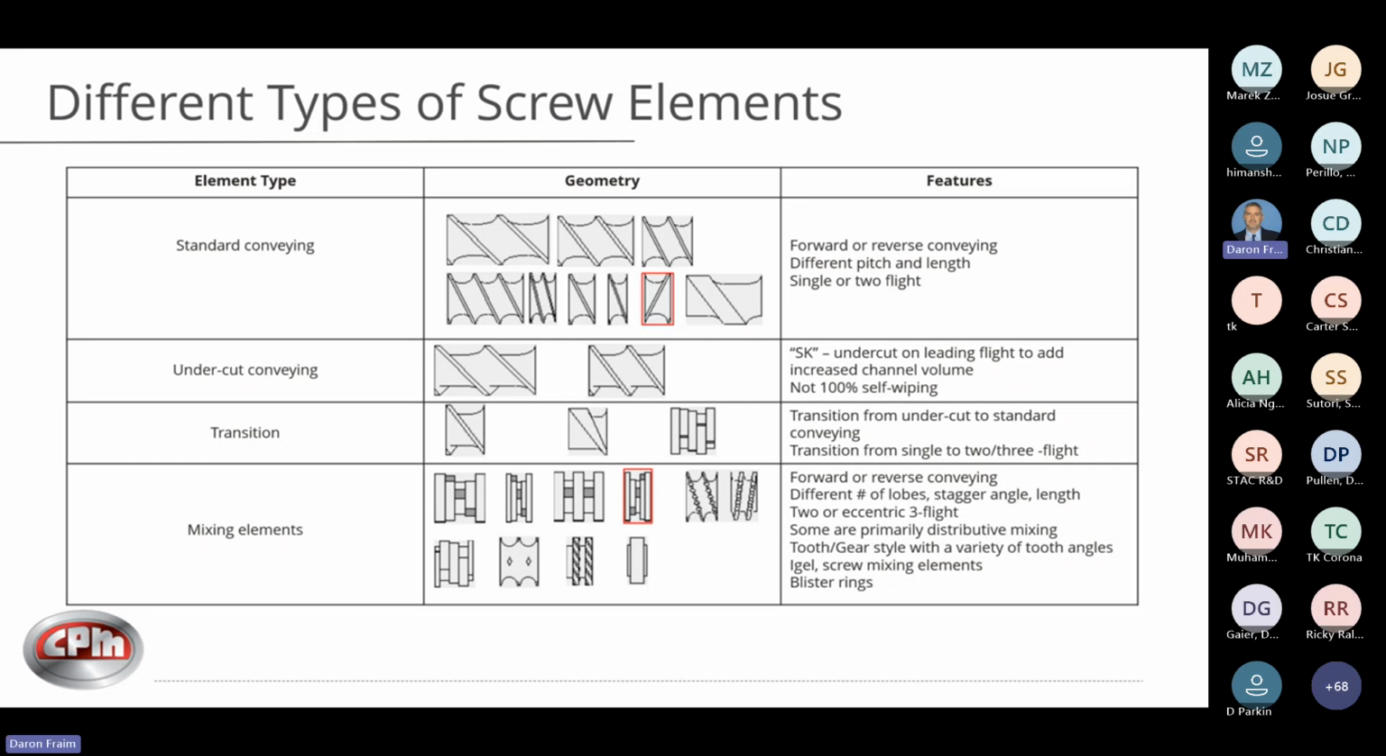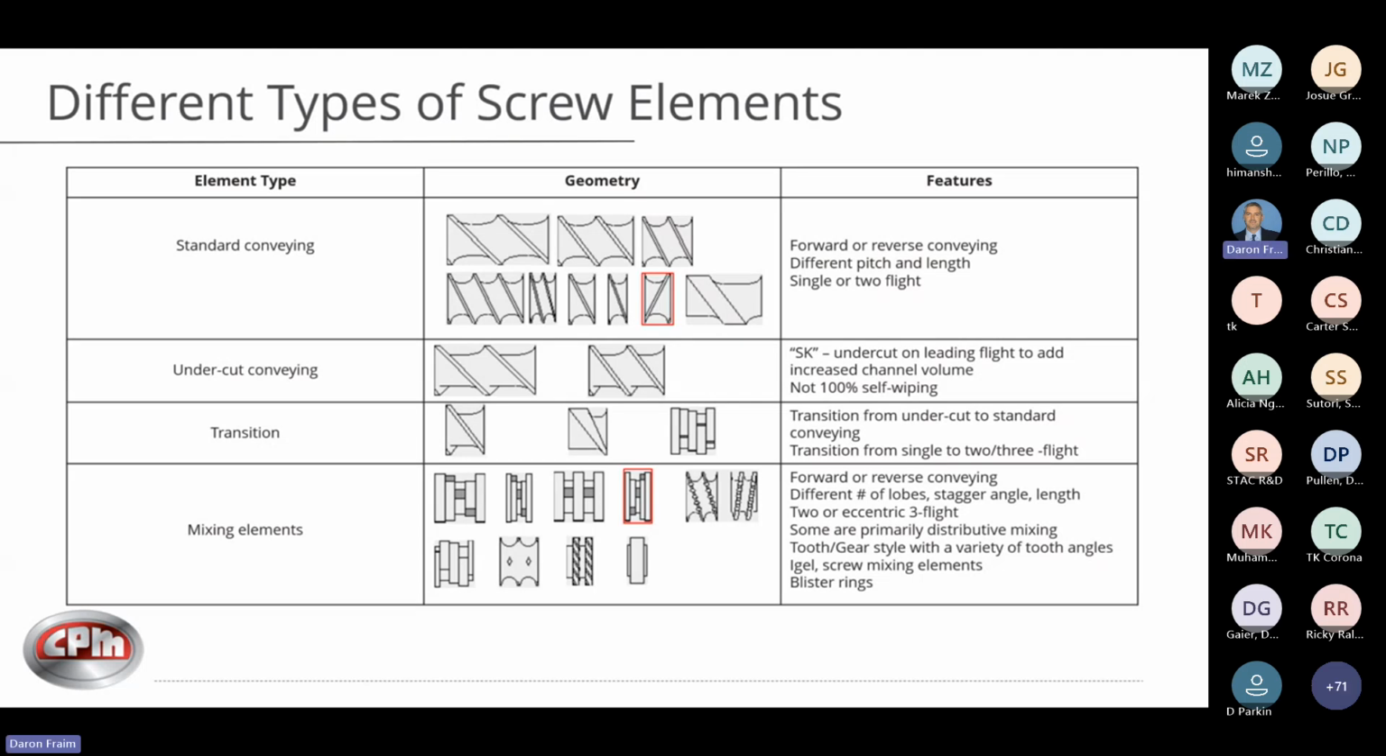And then I categorize transition elements. These can transition from SK to standard and vice versa. Also single to two flight. And then also your two flight to three flight, even on your kneading blocks, these three flight eccentrics.